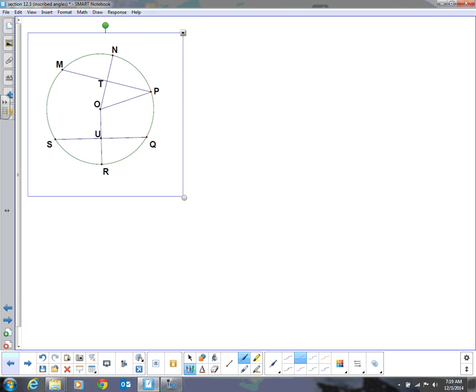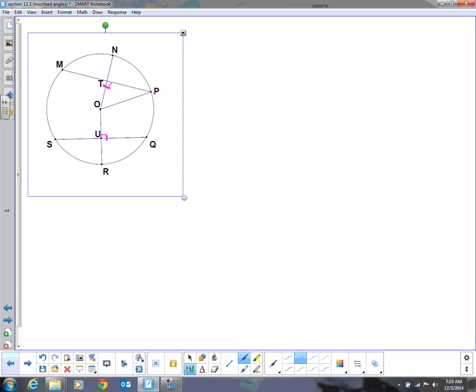Okay, first of all, let's look at what we're given. We're given NO is perpendicular to MP. So if you see this, it's a radius perpendicular to a chord. What did it do to the chord? Cut it in half. What did it do to that arc? Bisected it. Then they told us that SQ and OR are perpendicular. So what did this radius do to that chord? Bisected it. What did it do to that arc? That was from that first worksheet.